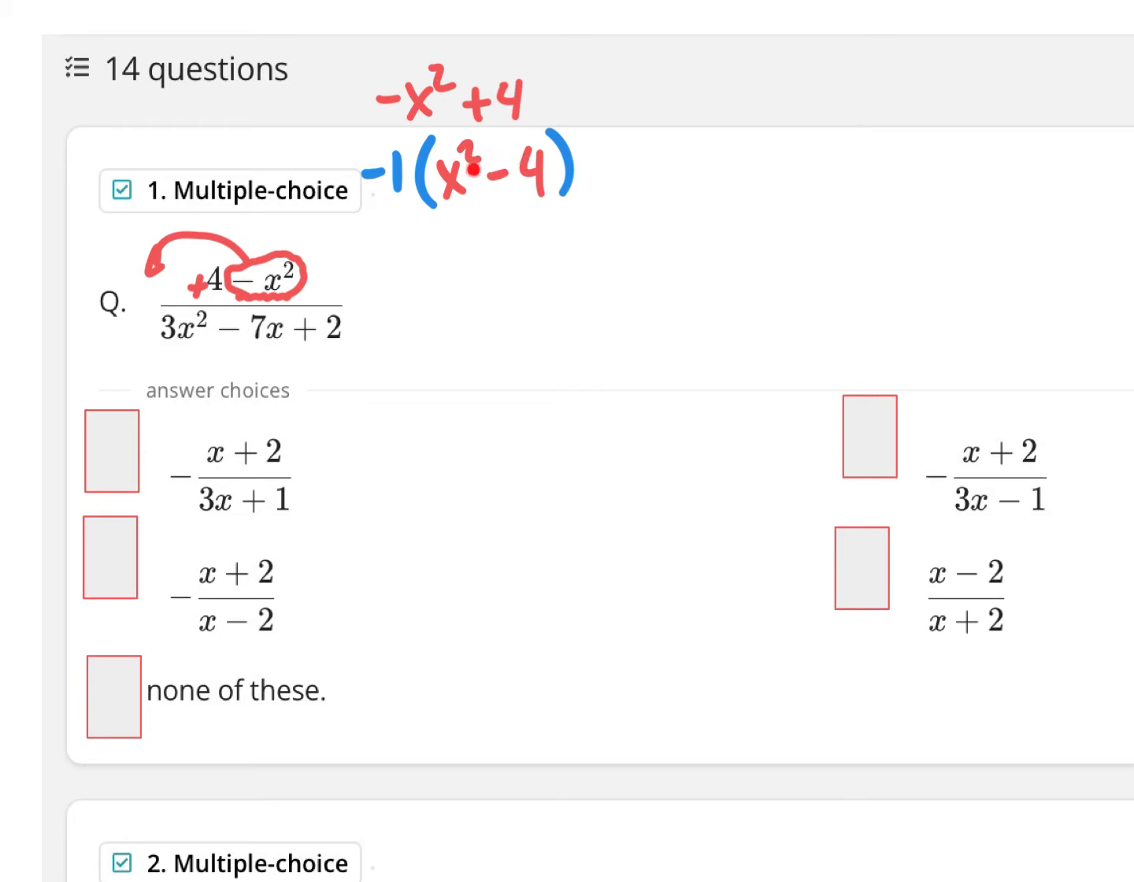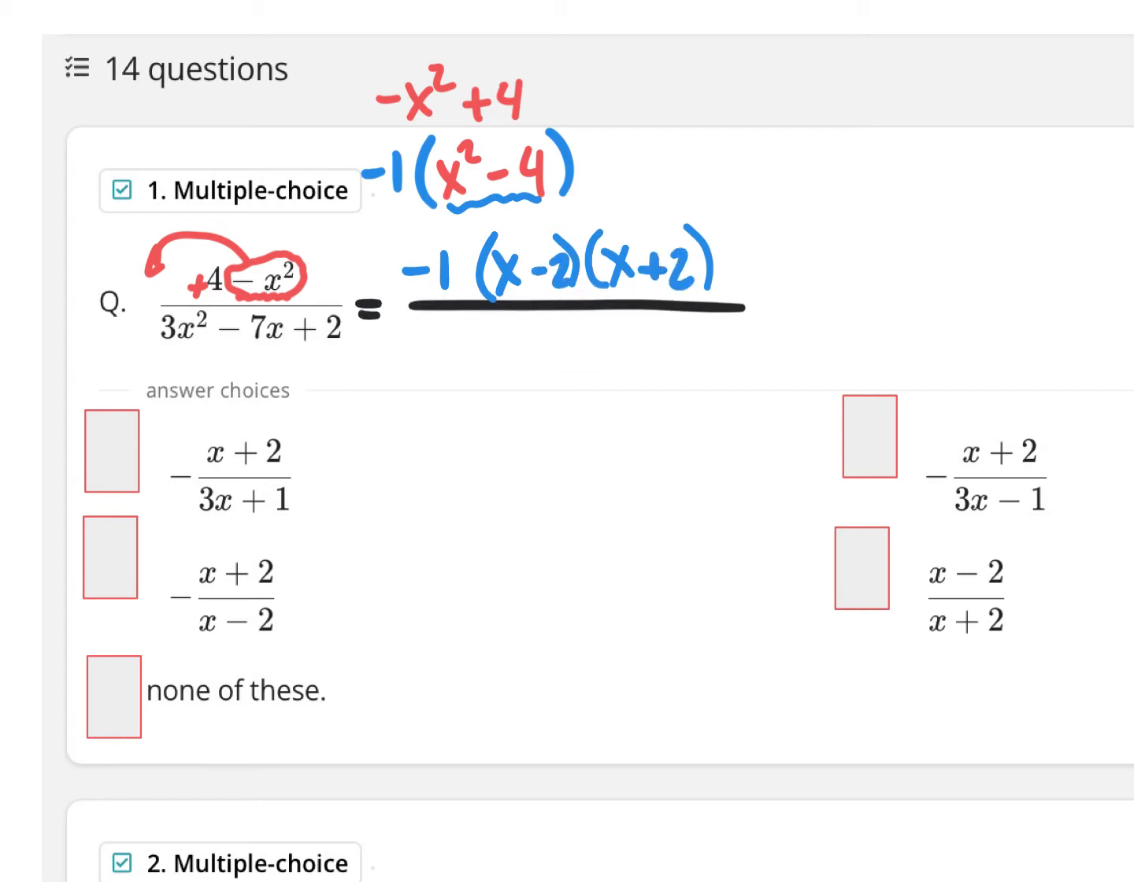So we could actually factor this difference of 2 squares. You could think what times what is negative 4, that if you add together is the middle value, which there is no middle value. So that would obviously be a positive 2 and a negative 2. So I'm going to rewrite the numerator. First of all, here's my fraction. But rewriting the numerator, you have that negative 1. And then this x squared minus 4, I'm going to rewrite in factored form with an x and an x. And you think what times what is a negative 4, that if you add together is nothing. That would be a negative 2 and a positive 2.